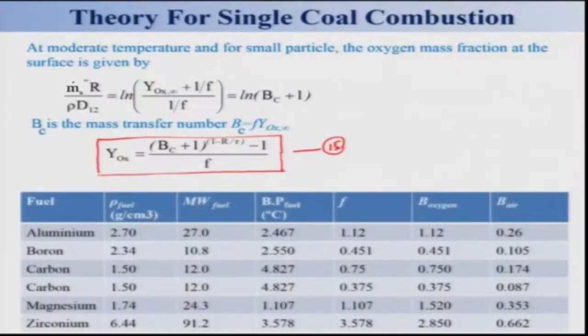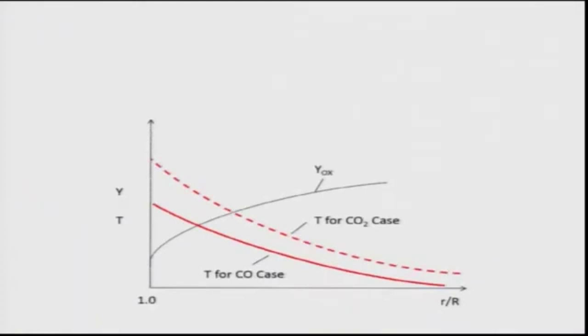Now, if you look at various fuels like aluminium and boron, and carbon of course, we have considered. You will find that the different boiling points of the fuel I have given here and different mass fractions of the fuel will lead to various B_C. Basically, this is about the mass transfer of oxygen and air. And if you consider the burning time of the solid, and plot this, you will get an expression where oxygen is at 0 here or a very small value, and then it changes with respect to time, and then it reaches asymptotic values at infinity. It remains constant.